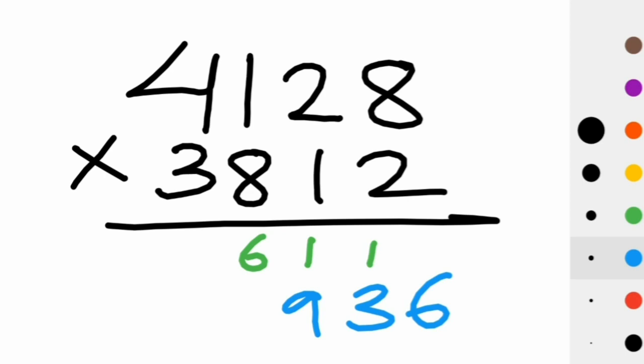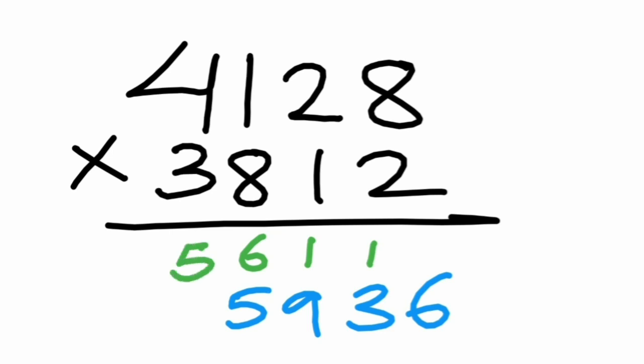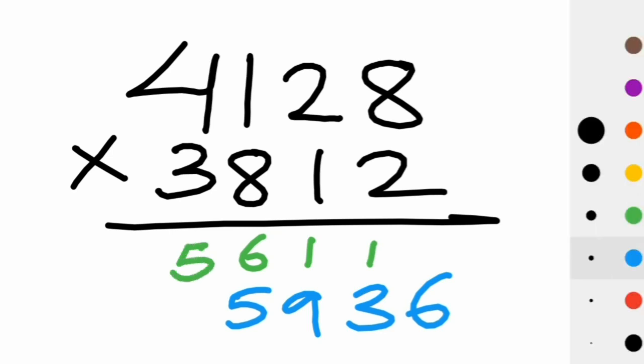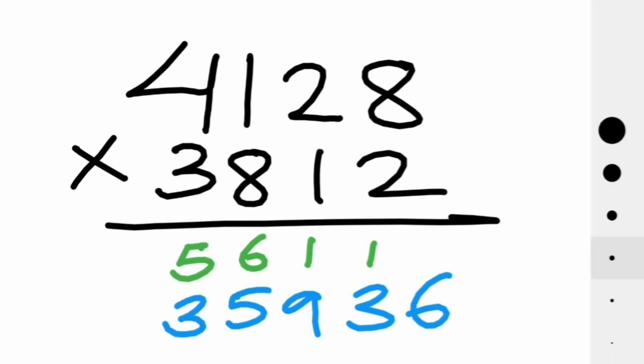Now 4 into 2, 8. 8 plus 24 will be 32. 32 plus 16, 48. 48 plus 1, 49. 49 plus this 6 carried will be 55. So I will write 5 here, and 5 will be carried. Now 4 into 1 will be 4. 4 plus 6, 10. 10 plus 8, 18. 18 plus 5, 23. Write 3 here. 2 will be carried.